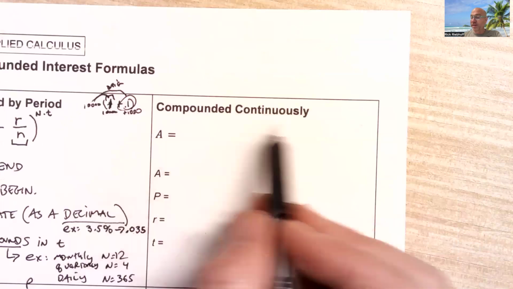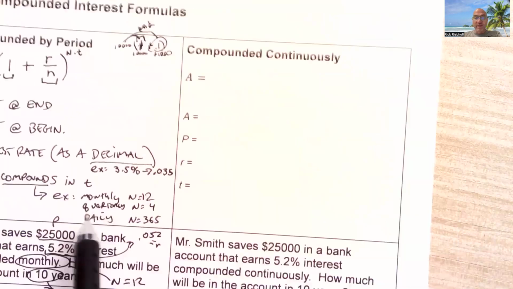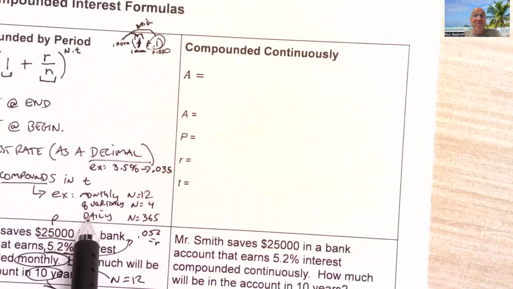Let's do compounded continuously. So if we can do monthly or quarterly, we could do daily, we could do every hour on the hour, we could do every minute, we could even do every millisecond.